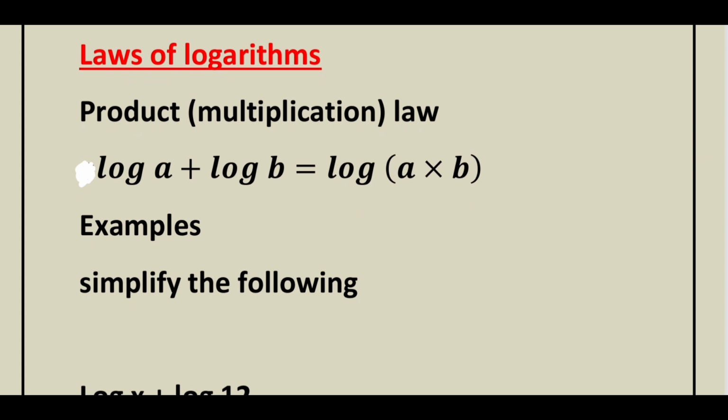We are looking at laws of logarithm, and we have three main laws of logarithm. Law number 1, product or multiplication law. And we're saying that if you have log A plus log B, this one is the same as multiplying A and B. So we shall have this to be equal to log A times B.